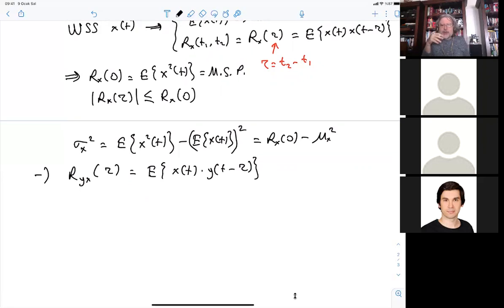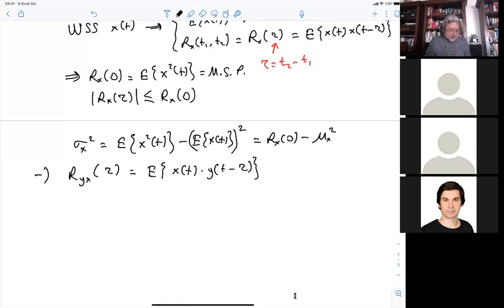In cross correlation, we cannot say that Rxy of 0 is the greatest, because one signal can be a rectangular box starting from 0, and the other signal may be a rectangular box starting from 1. So we must shift one of them to the other one to make a perfect match. So we don't have this property for cross correlation, of course, because we now have two different signals.